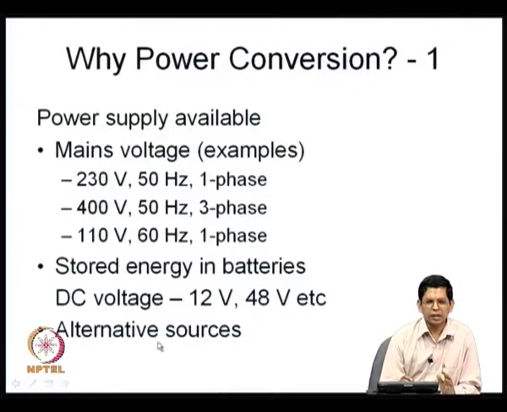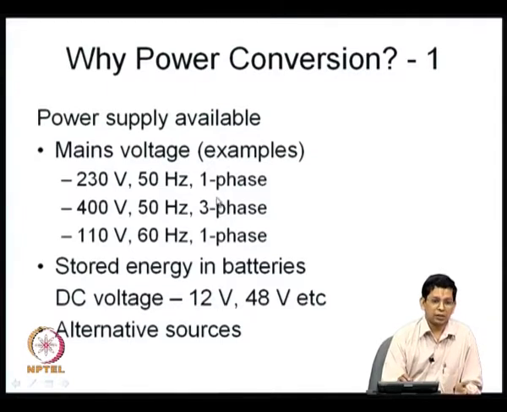You have electrical power that is supplied to you by utilities. Generally, it is supplied in the form of AC. In India, you have 230 volt 50 hertz single phase AC, which is what is commonly available. Then you also have 400 volt 50 hertz 3 phase available. Depending on whether you have 3 phase loads or single phase loads, you can either use this 400 volt 3 phase or 230 volt single phase.